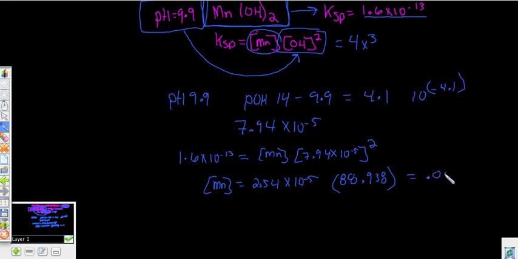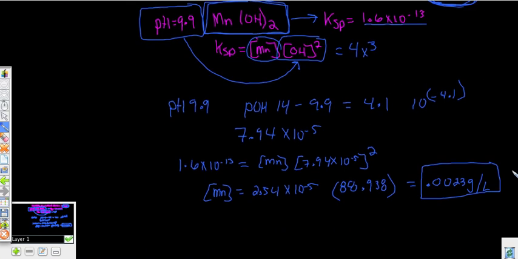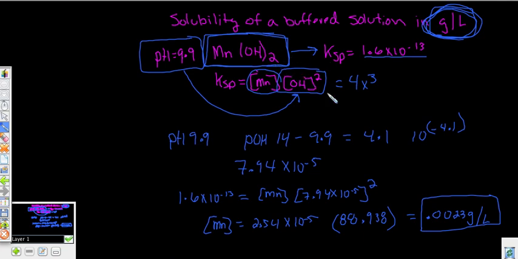So 0.0023 grams, and this was all in a liter. So it is 0.0023 grams per liter that is the exact amount of this in a buffered solution of a pH of 9.9. So handy information. Seems like a lot of calculations and work, but you really found out a lot of information from very little information to start with.